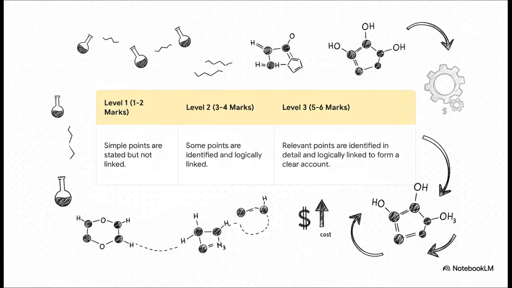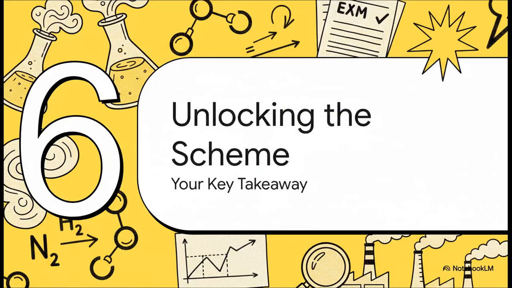So how do you actually get all 6 marks? It's not about just listing facts. That's a level 1 answer, maybe 1 or 2 marks. To get into the middle, for level 2, you start linking some of those ideas together. But to hit that top level, for 5 or 6 marks, you have to identify all the key points and logically link them together to tell a clear story. A detailed account that fully explains the compromise between a good yield, a fast reaction, and keeping the costs from going through the roof. Whew, we made it all the way through.